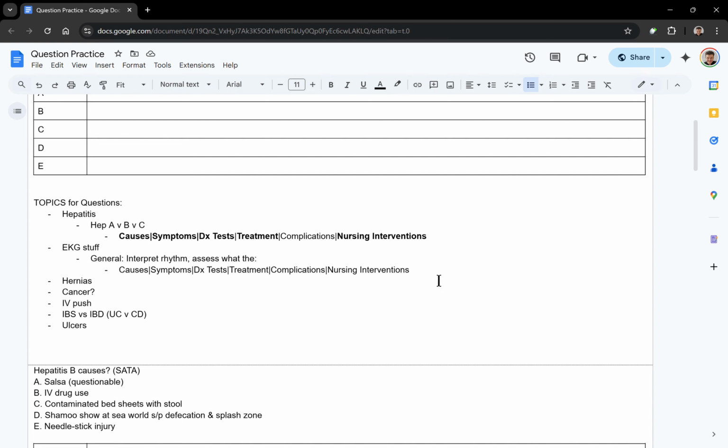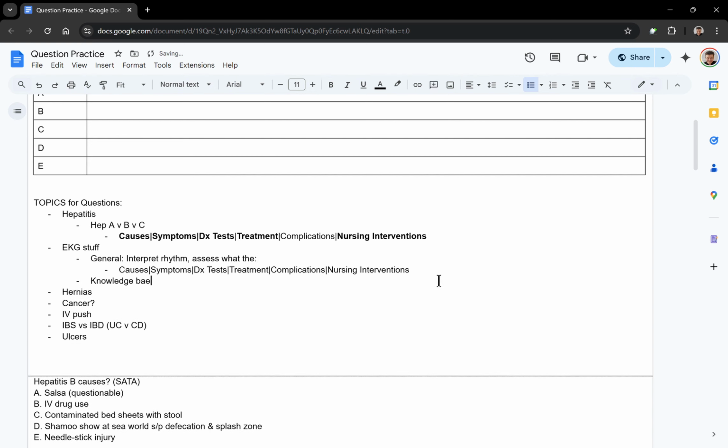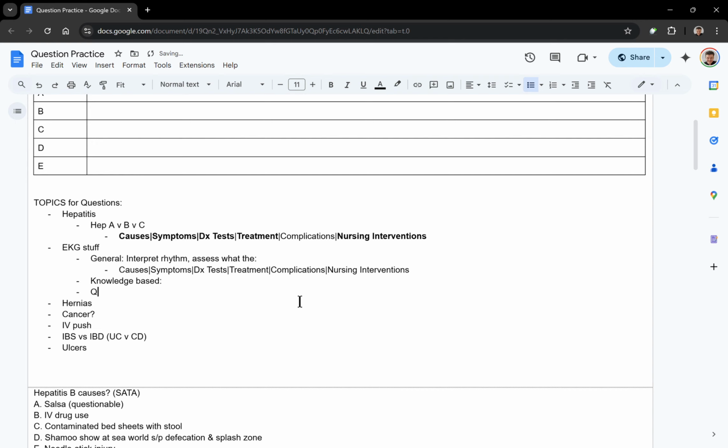There could be knowledge-based questions. Those are ones where it's really also critical thinking, but more like: a first degree heart block has a prolonged what? Ectopy would be an irregular or regular rhythm? Or, this rhythm has a rate greater than 100. Which one of these rhythms, SATA, has a rate greater than 100? It'd be like a junctional tach, and what else? The SVT, AFib with RVR. That's the idea. It's knowledge-based, so there will be a quiz question on the test. One of those will be on there too, one of your quiz questions.